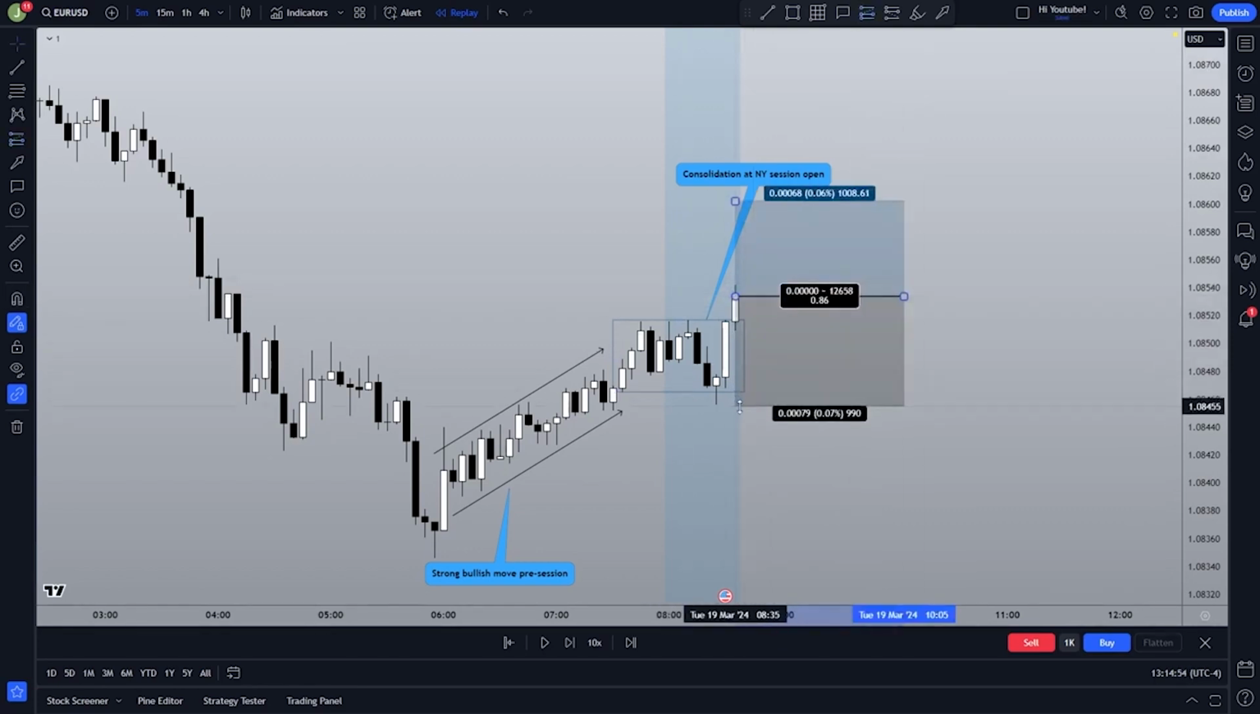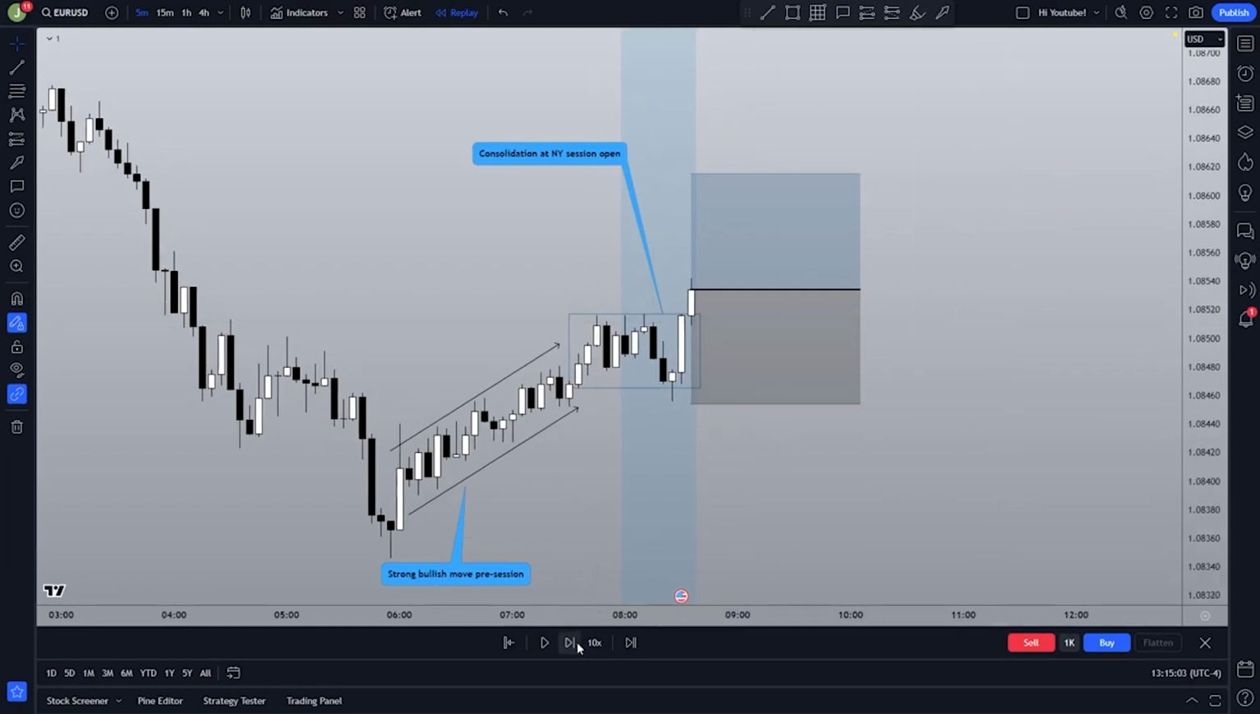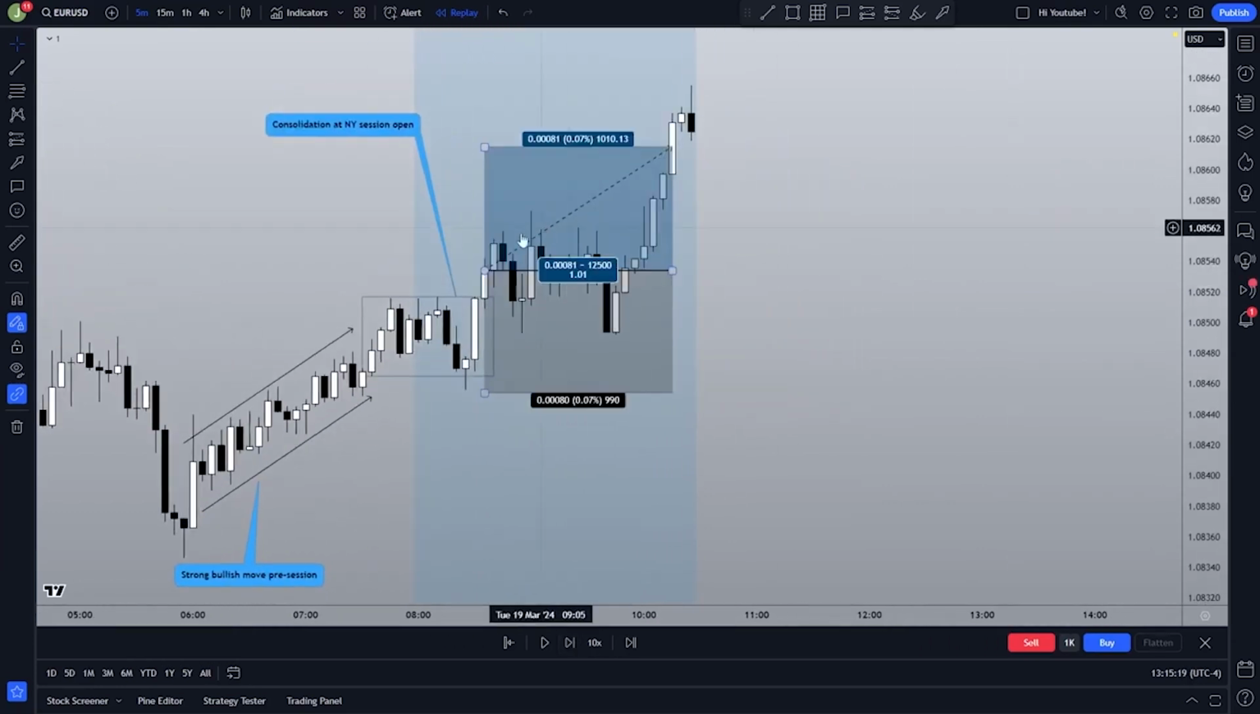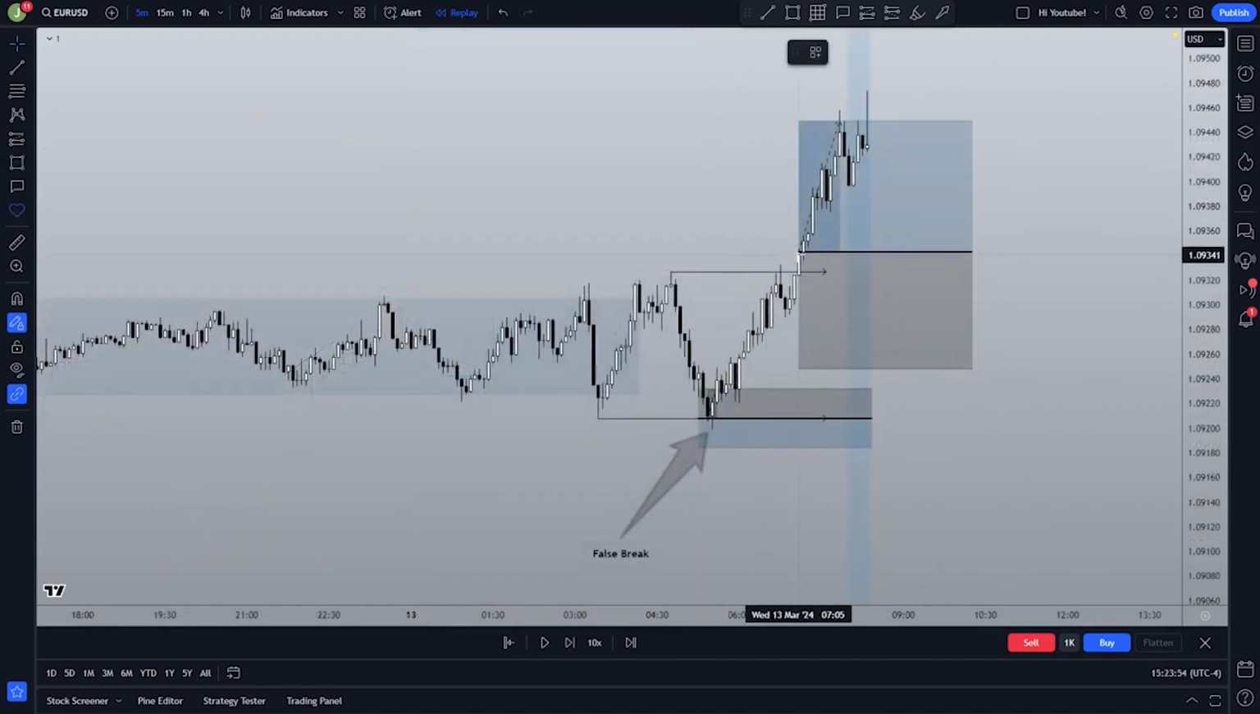We can place our stop loss below the bottom of the consolidation zone, and we can target a 1R or a 1.5R pretty comfortably. All right, let's keep playing price forward and see what happens. And as you can see, price consolidates a little bit before ultimately paying us. Now let's talk breaks and retests.